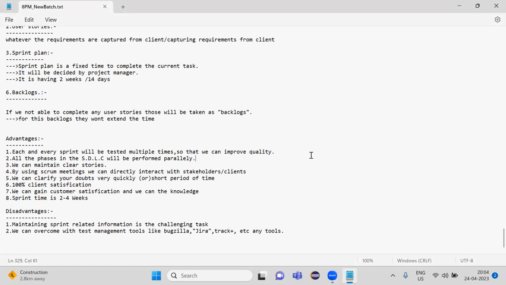Coming to the incremental model, we have 5 types of models. What are those? RAD model, prototype model, spiral model, iterative model, and the agile model. And the most popular model is the agile model. Okay, clear? Those things we discussed on Friday. Today we'll discuss software testing methods and the levels of software testing.